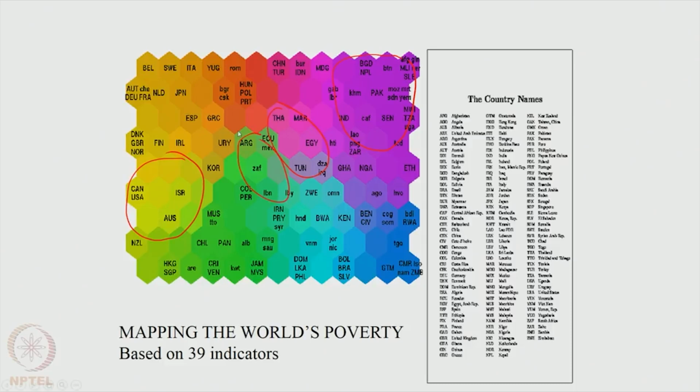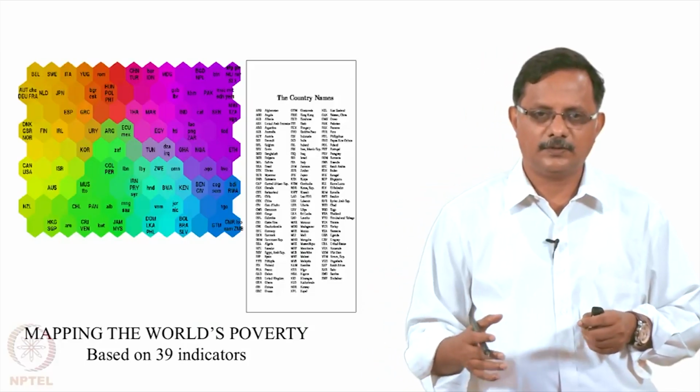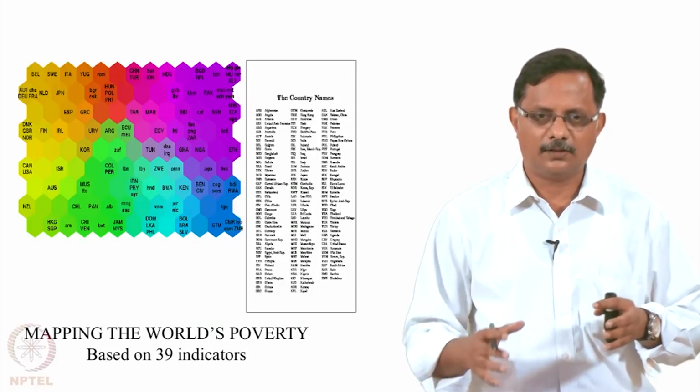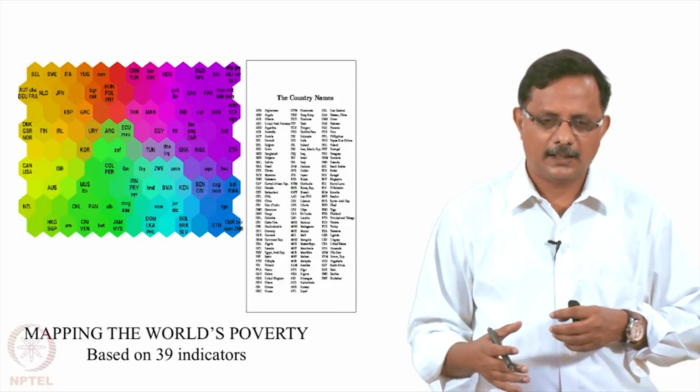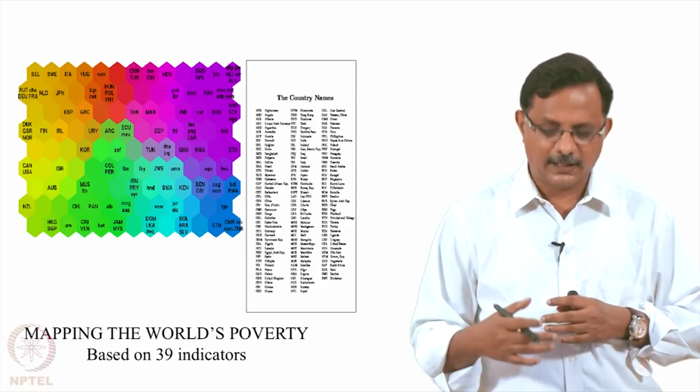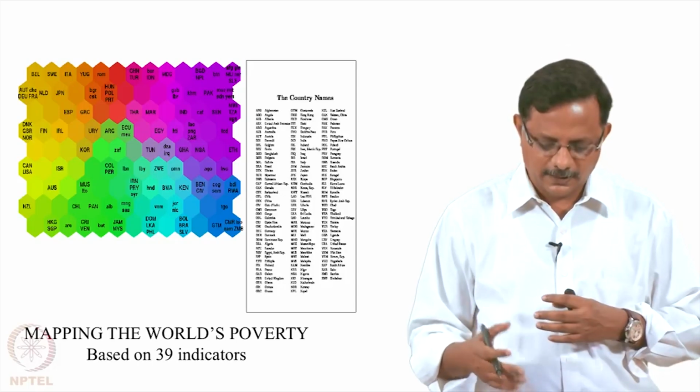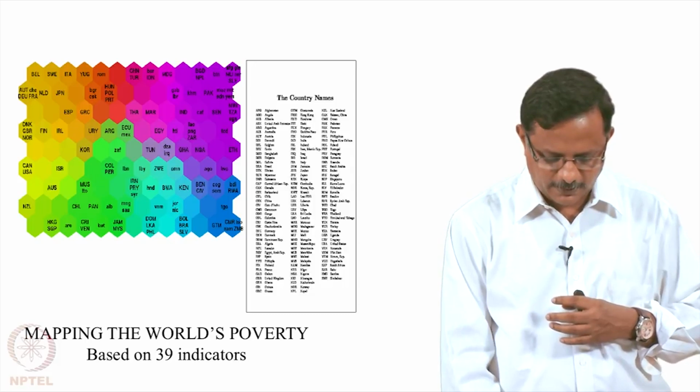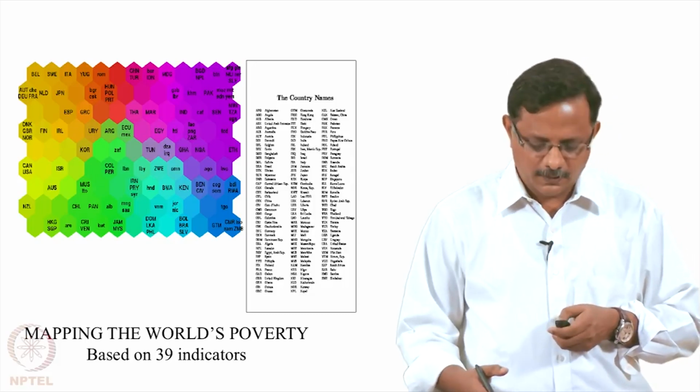All this happens automatically without any specific hand coding, and you do not have to manipulate the map. All that you have to do is take a bunch of properties that indicate the poverty level. These are the indicators, and you train the map.